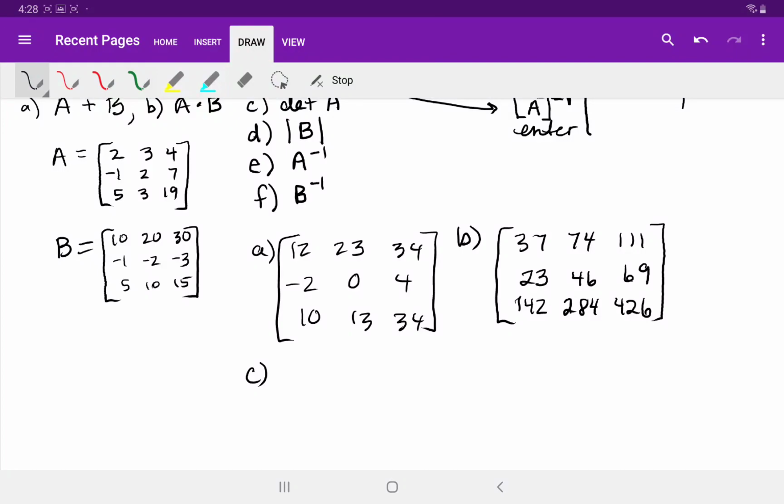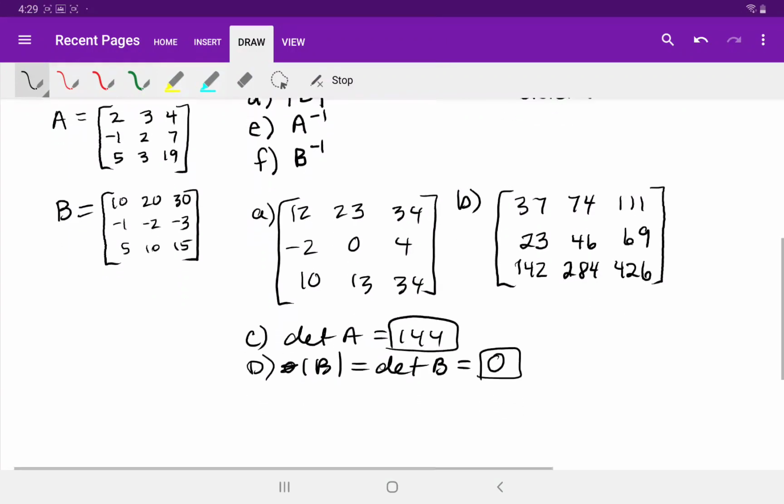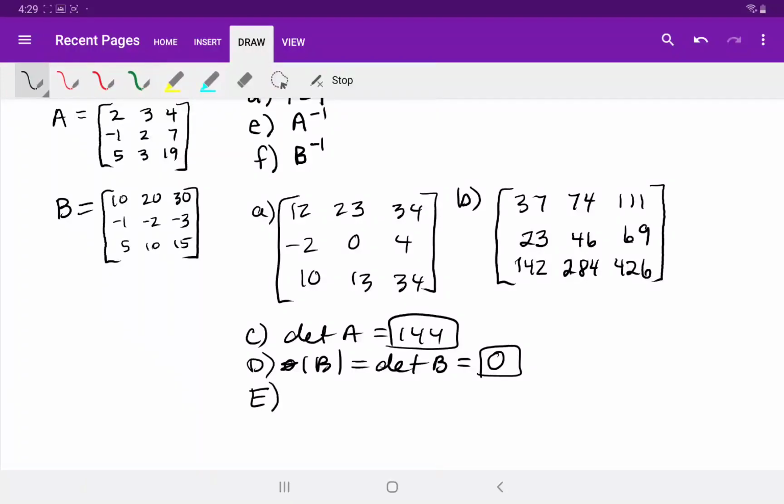Okay, C. C was to find the determinant of A, so the determinant of A is 144. D. The absolute value of B, where B is a matrix, is really the determinant of B, and that notation you do have to know, and we said that was 0. That's why there's no inverse. Okay, E was find the inverse of A, and then we changed it to fractions. So that was 17 over 144, negative 5 over, I think that's a 16, 13 over 144.